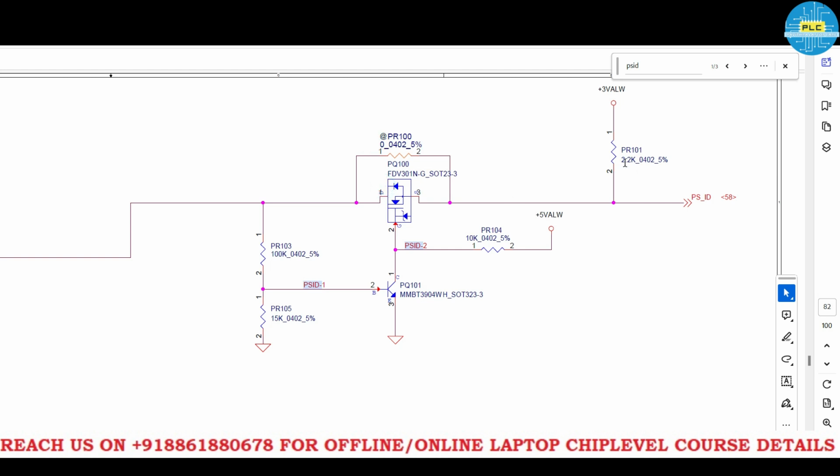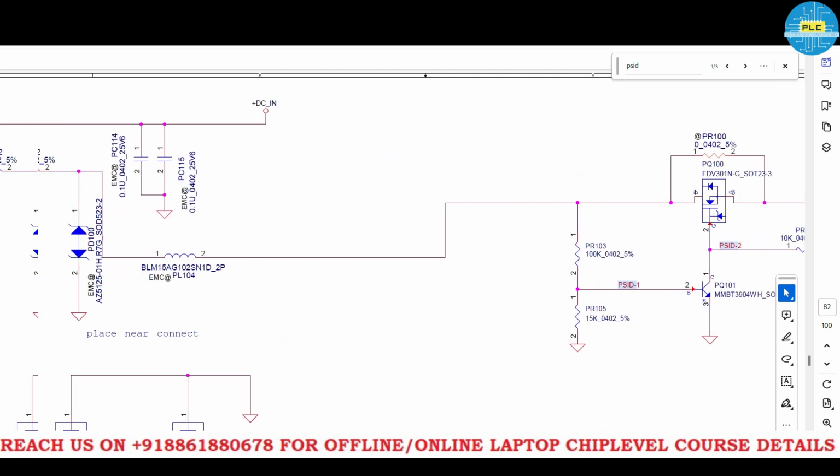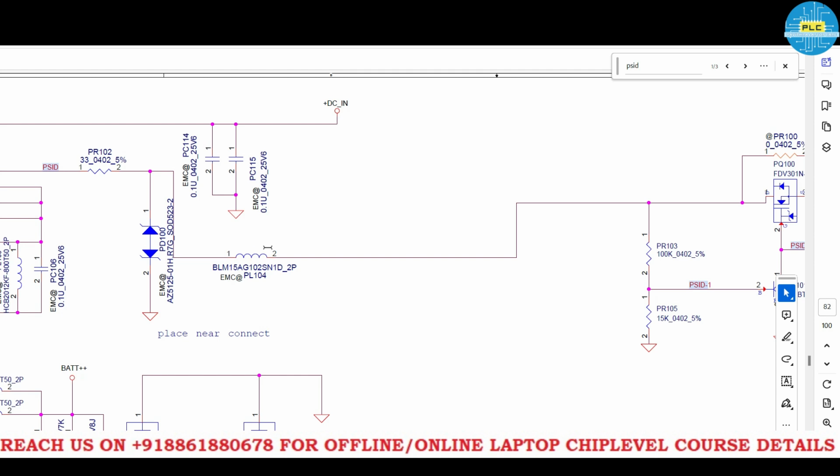Okay, what I told, it's a 2.2K resistor you need to replace, and here you can put 0 ohms in case you want it direct for testing purposes. And here this coil is also very important. You can remove it and put a jumper or 0 ohms resistor. And here 33 is the most important thing.